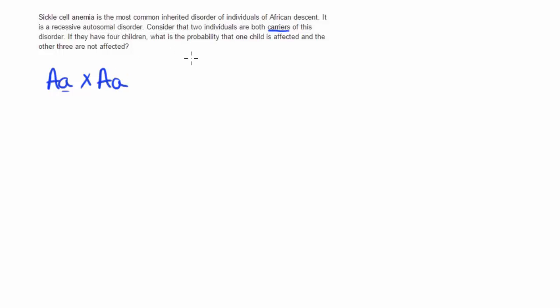One thing to note here is that there is no order specified. So since there's no order specified, we have to consider that that affected child could be the first child, it could be the second child, third child, and so on. So what we want to do first of all is write all the different orders that this could actually happen in. So I'm going to just use an A to represent affected, and I'm going to use an N to represent the children that are not affected.